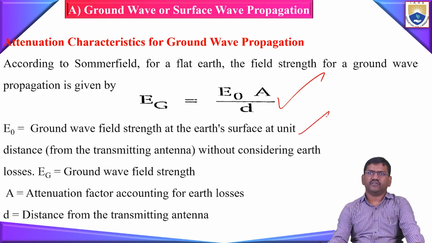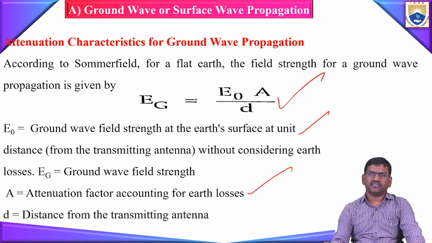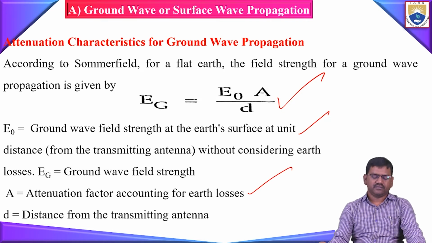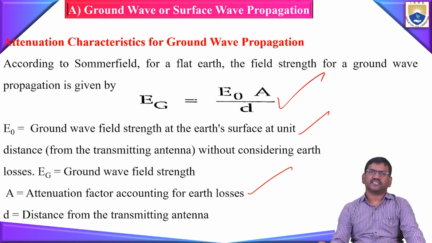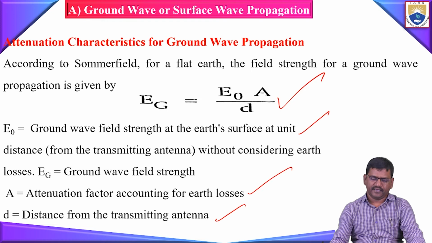Here, E0 is the ground wave field strength at the earth's surface at a unit distance without considering the earth losses, and Eg is the ground wave field strength. A is the attenuation factor accounting for earth losses. The attenuation factor depends upon the surface of the earth, whether it is flat or curved, smooth or rough. So the attenuation factor depends upon these parameters. And D is the distance from the transmitting antenna to the receiving antenna.